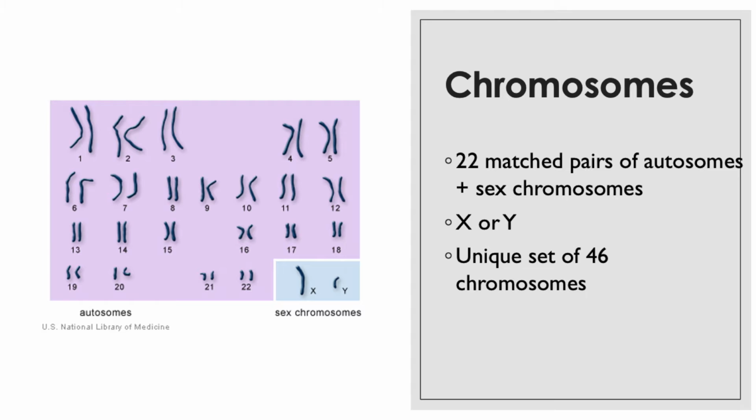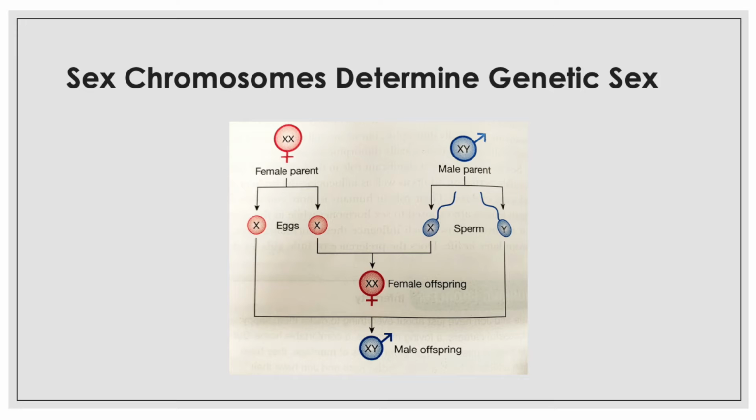When the egg and sperm unite, this creates a unique set of 46 chromosomes with matching pairs of chromosomes, each set coming one from the mother and one from the father. You can see in this image 22 pairs of chromosomes in the purple box, and then the pair of sex chromosomes in the blue box. The sex chromosomes that an individual inherits will then determine the genetic sex that the person is.